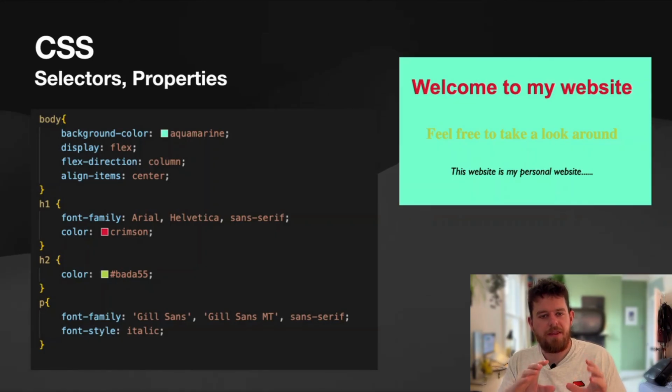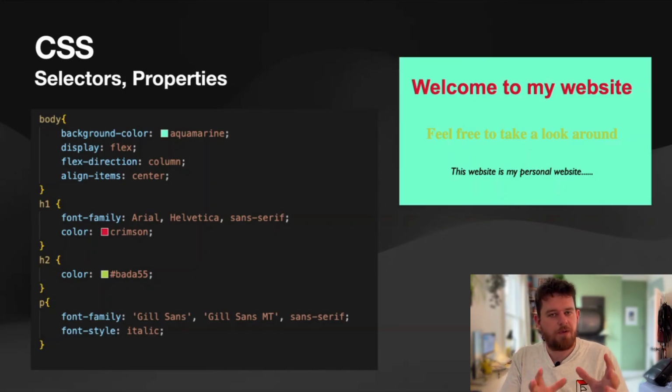You'll see that we've taken the entire body of our website by saying body, and then in curly brackets, we've added these properties. We've said, make the background color this aquamarine color. We're going to use something called display flex, which just means that we can change the layout of where things are. In this instance, we're saying put everything into a column and make everything central.